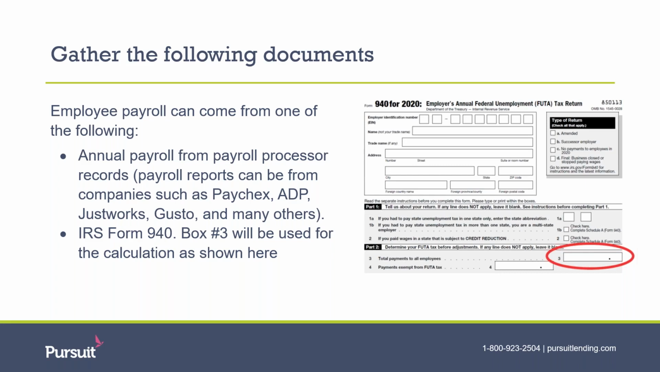in which you are calculating your average monthly payroll. If you don't use a third-party payroll processing firm, your tax documents will be able to be utilized instead. One of the forms that can be used is the employer's annual federal unemployment tax return. On this form, you will utilize box number 3, which is the total payments made to all employees. This will give you the employee salaries for the year.